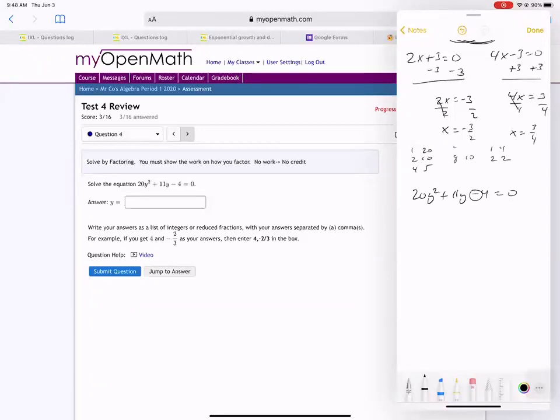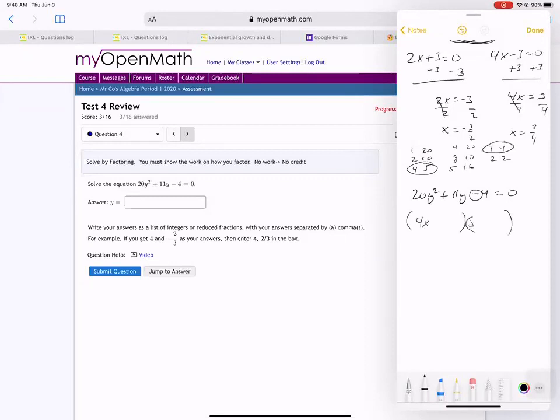4 times 1 is 4, 5 times 4 is 20. Nope, those won't subtract out either. 5 times 1 is 5, and 4 times 4 is 16. Hey, 16 and 5, those do subtract out to become 11. So we know we use 4 and 5 and 1 and 4.